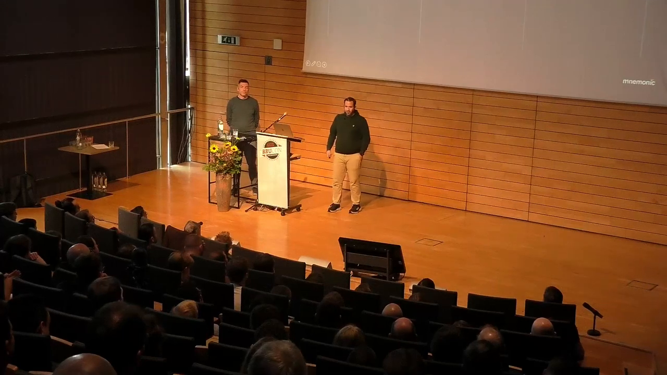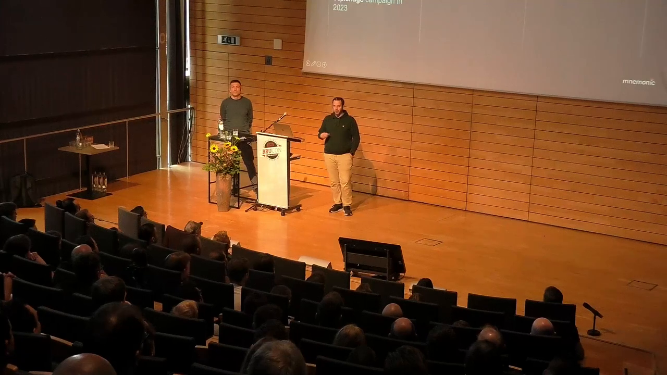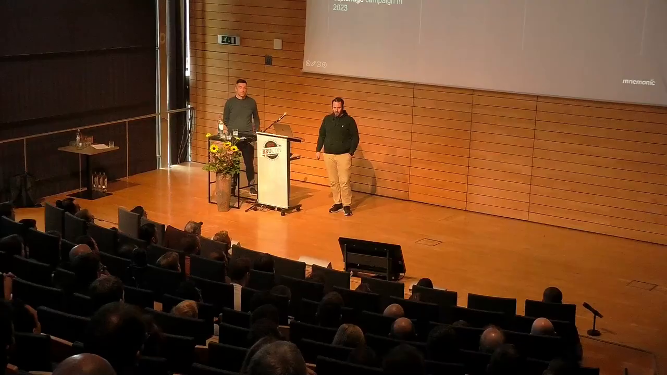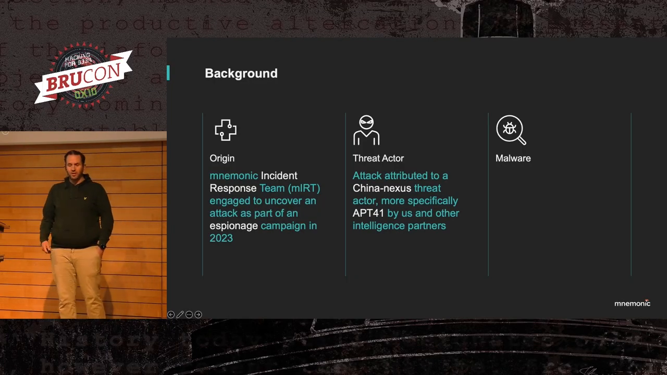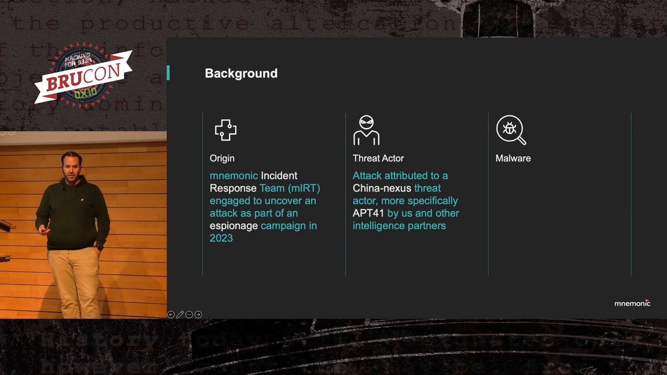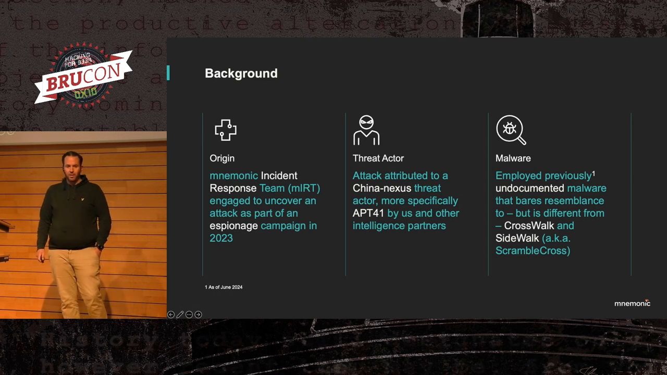So the background, the origin of the story, is that last fall, the mnemonic incident response team was engaged to uncover an attack as an espionage campaign. And the threat actor in this incident was attributed to the China-nexus threat actor, more specifically APT41, which was the conclusion of our analysis and also backed by other intelligence partners. And one of the malware they deployed was particularly interesting. From what we could see, it was a previously undocumented malware in the arsenal of APT41.